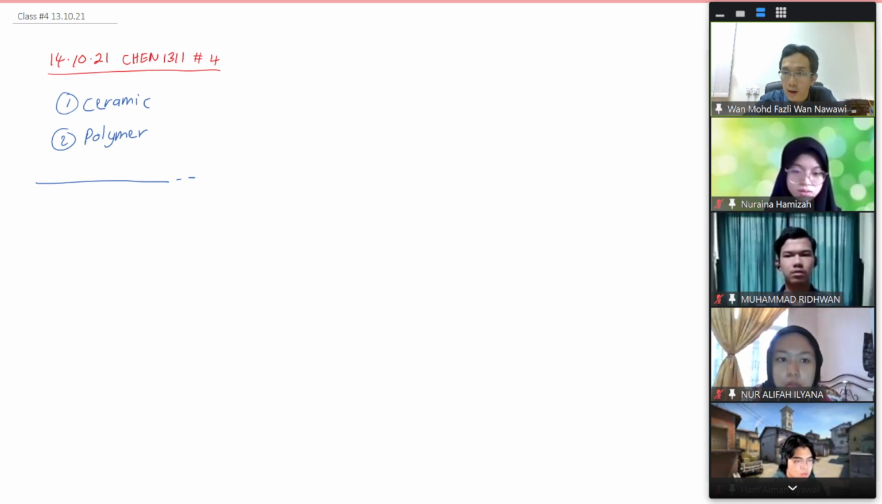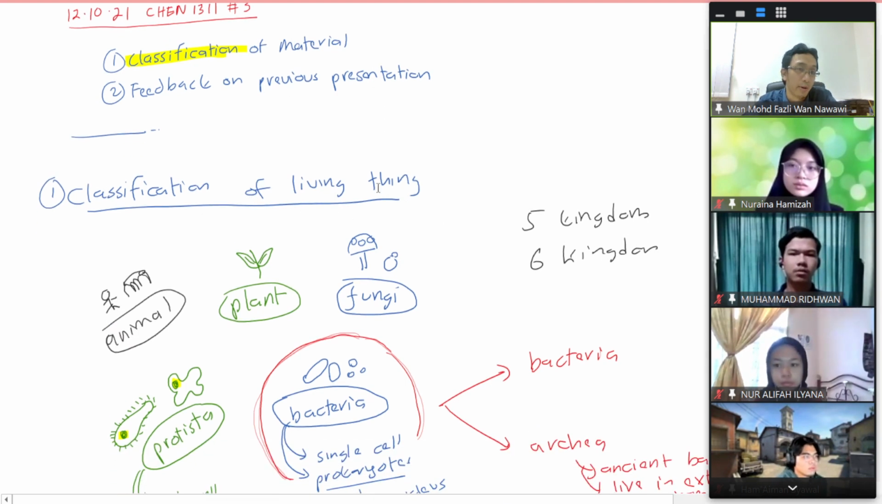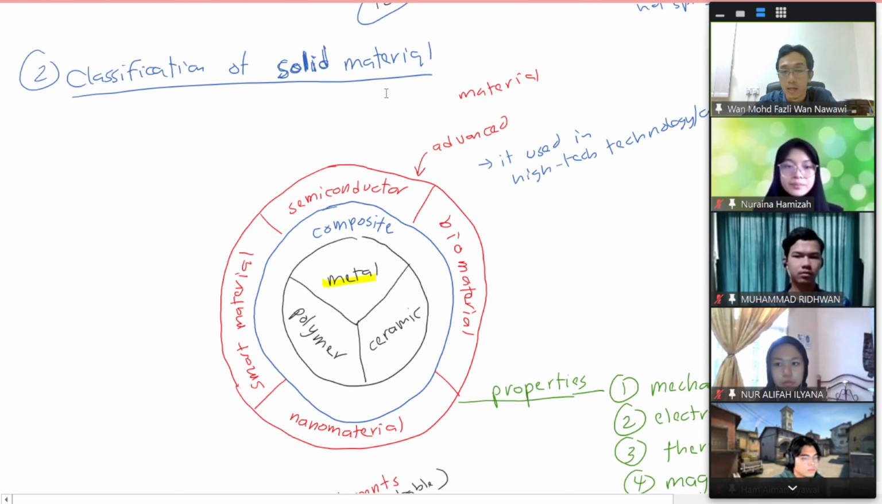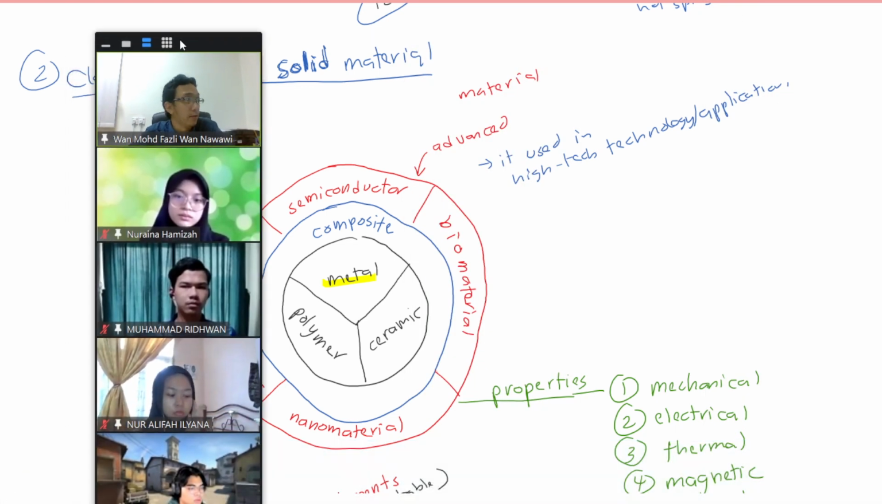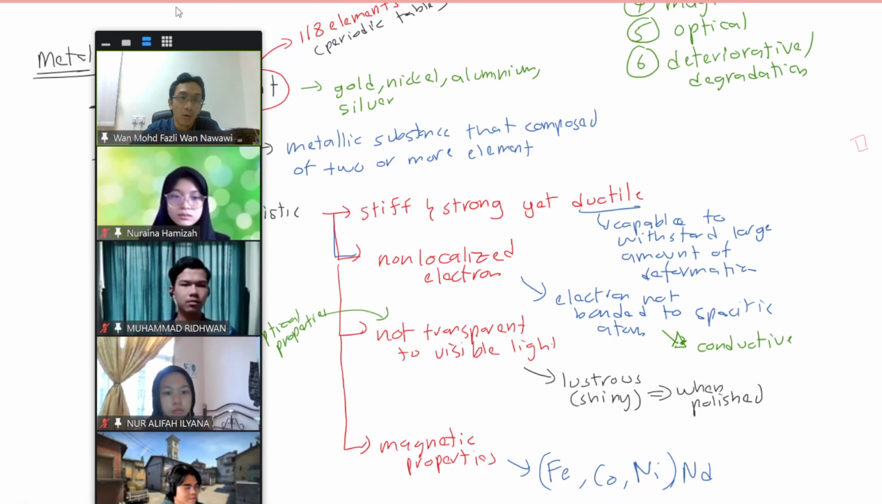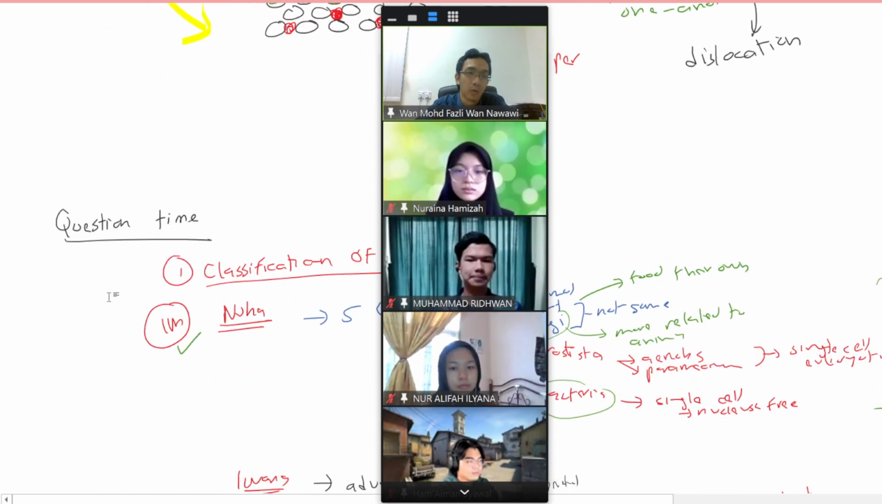Okay, in the previous class, we have learned about a few things. We have learned about the classification of material and feedback on previous presentation. I talked about the classification of living things and then classification of solid material, and I gave you this image where you have metal, polymer, ceramic, composite, and advanced material. And then you have the six properties. When we talk about material, these are the common properties that people check. And then we went on to talk about the metal. And at the end, we also had the question time.